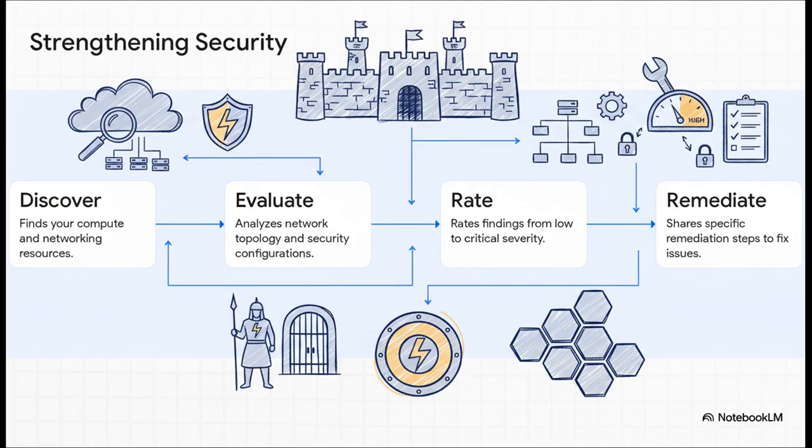First, it discovers all your resources. Then, it evaluates them against best practices, and it'll rate any findings by how severe they are. Finally, and this is the key part, it gives you the exact steps you need to take to fix the problem. So, for example, it might flag a security group that's a little too permissive, leaving a port wide open, and it'll tell you precisely how to lock it down.